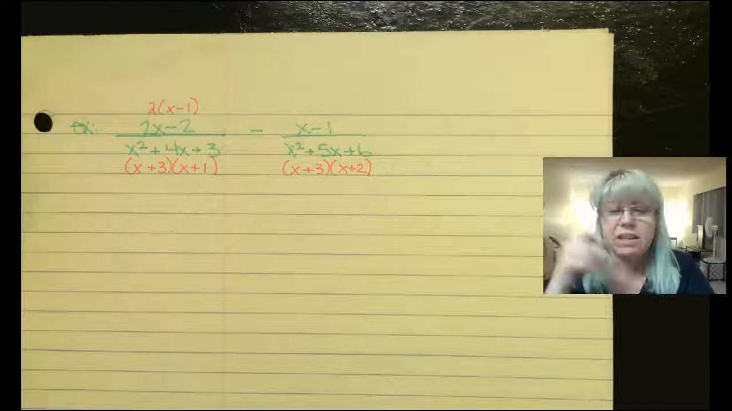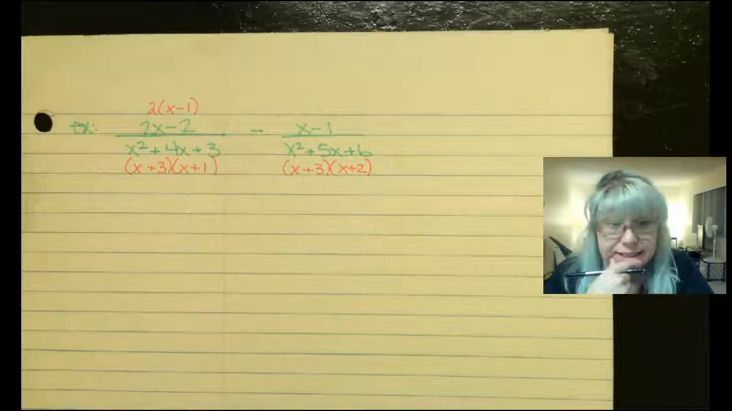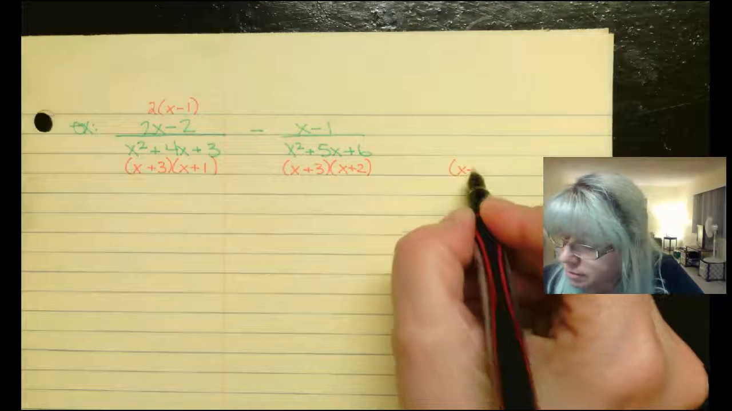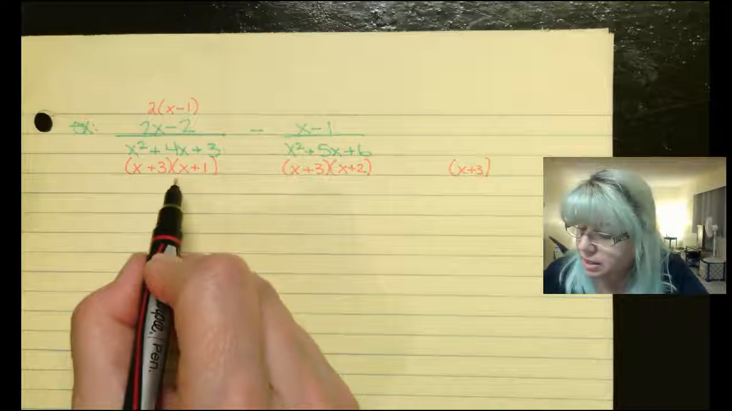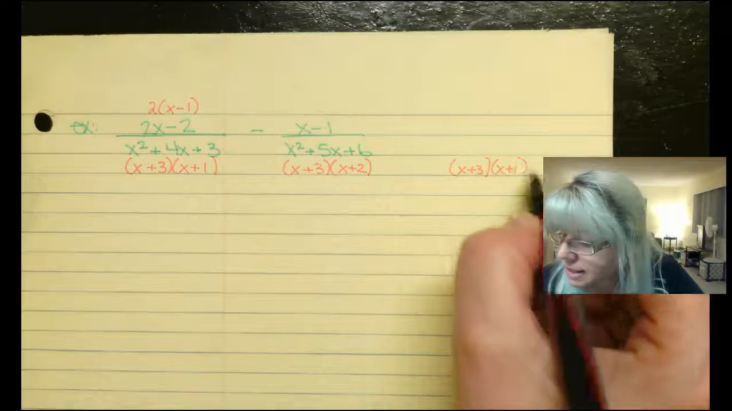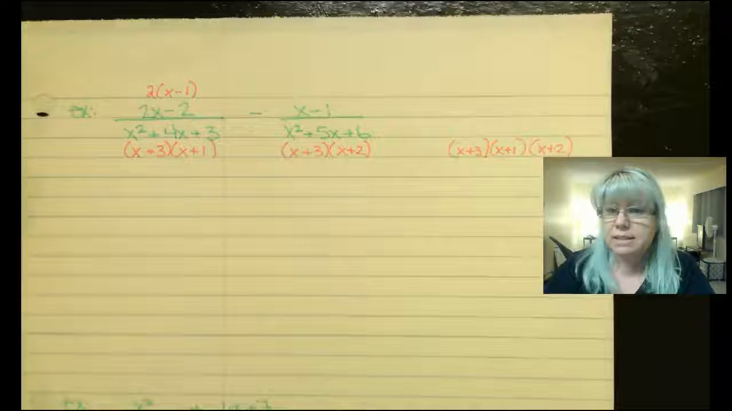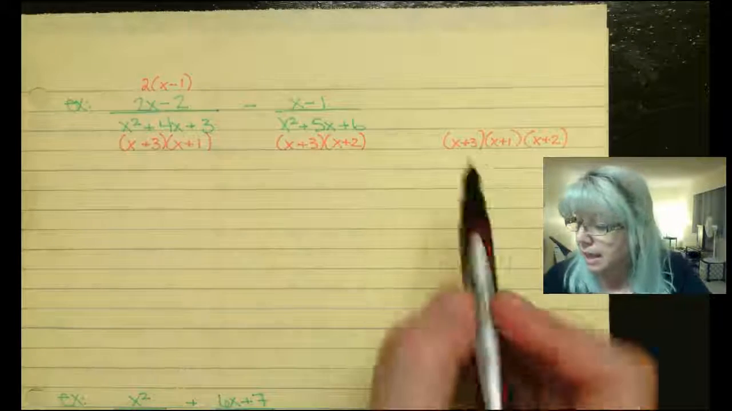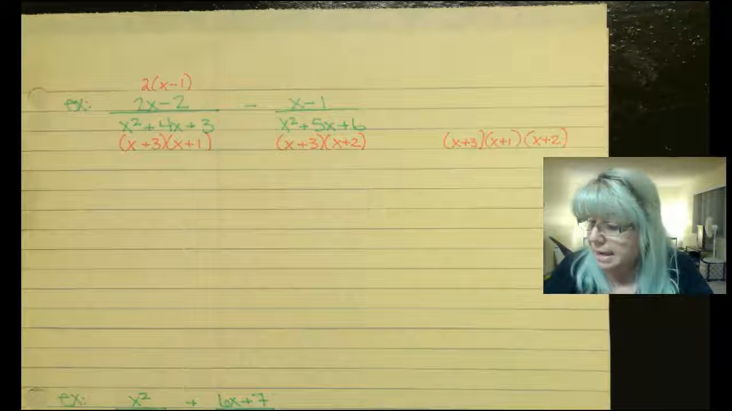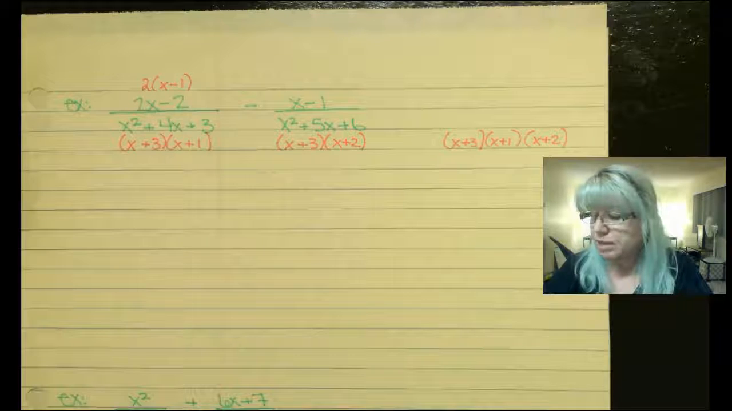Okay, now that I have everything factored, I do need to find the LCD. They both have the x plus 3, so I need it, but then the first term has an x plus 1, and the second term has an x plus 2. Okay, so my LCD is going to be x plus 3, x plus 1, x plus 2. Now I just need to see which fraction needs what before I start combining everything.